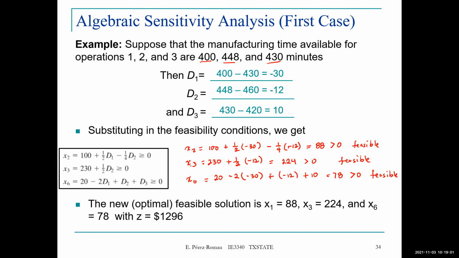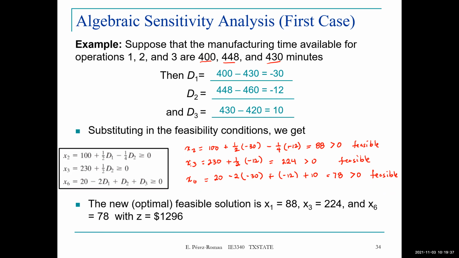That makes sense, right? The dual prices are associated with this change. So you decrease T1 by minus 30. The dual price was $1, so that's a decrease of 30. For the second dual price, the decrease was minus 12. The dual price was 2, so 2 times minus 12 is 24. 24 plus 30 is 54. So 1,350 minus 54 is 1,296. And that happened because you decreased those 2 operations.